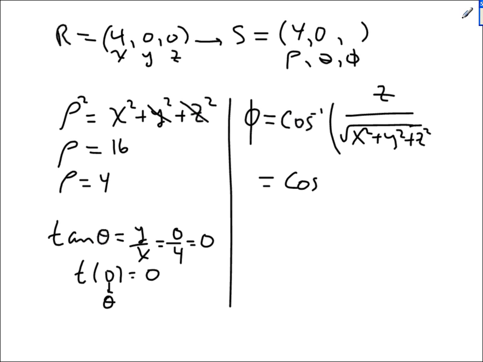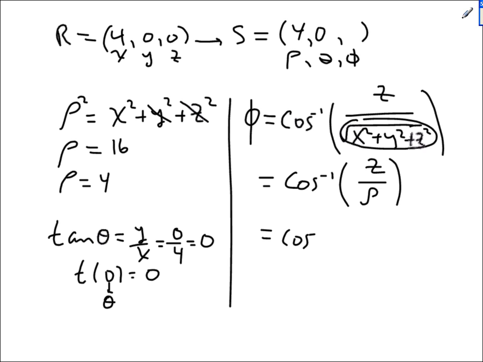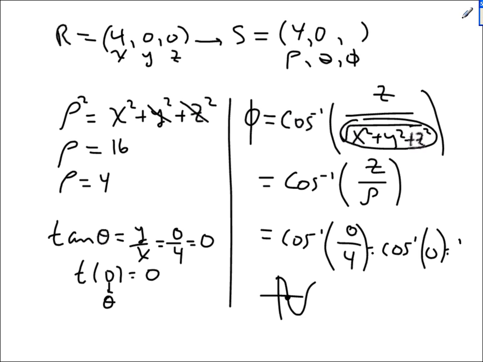That is, I don't know why most textbooks write it that way, but that's the reason I wrote it. This is just rho. Plug in z, which is 0, and rho, which I think was 4. 0 divided by 4 is 0. The cosine of what angle is 0? Pi over 2. Remember, for cosines, the answer has to be between 0 and pi. No negatives. So it's pi over 2.